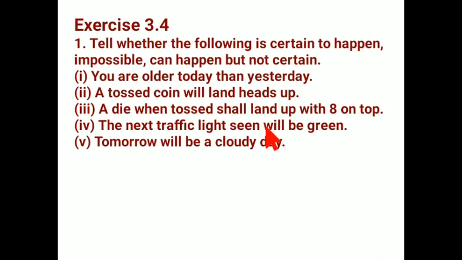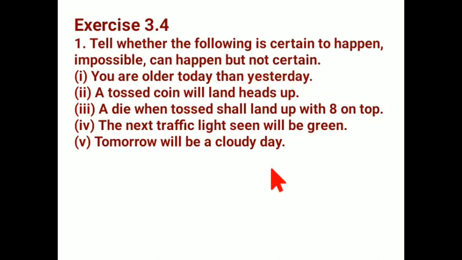Okay, so the next traffic light seen will be green. So it is certain to happen, right? So you know that after green, yellow comes, then your red comes. So that is you know that it is certain to happen, right? So tomorrow will be a cloudy day. It is certain, can happen but not certain, right? Maybe tomorrow may be a cloudy day, tomorrow may be a sunny day. So you cannot predict. That comes under your chance, right? So your answer will be can happen but not certain.